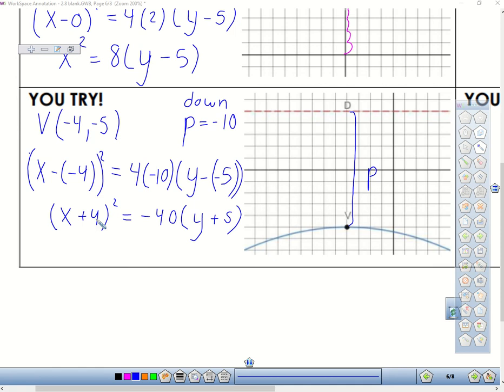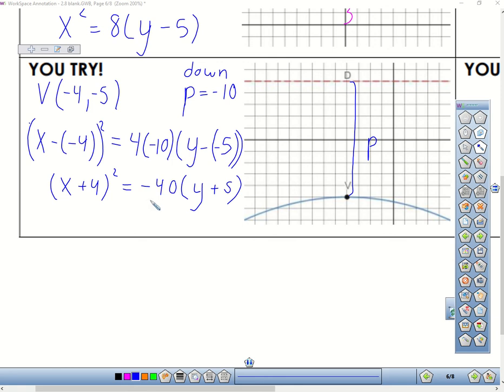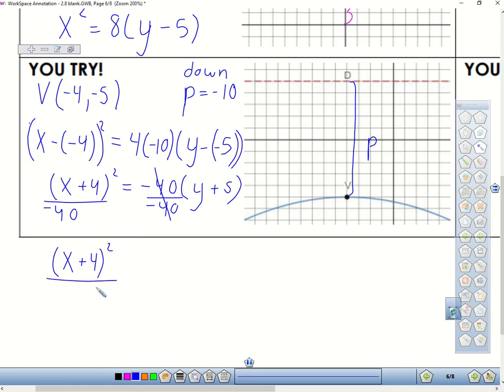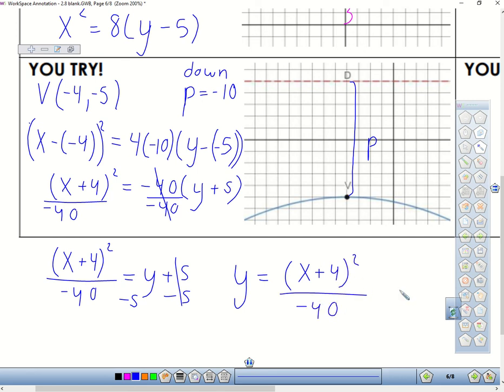Can you solve for y one time? Sure. So I'll solve for y on this one so you can see it. Are they going to use these, like, solve for y on the test or the quiz? Mm-mm. So we divide both sides by -40, which is going to give me (x plus 4) squared over -40 is equal to y plus 5. And then I would just subtract 5 on both sides and get y equals (x plus 4) squared over -40, minus 5.